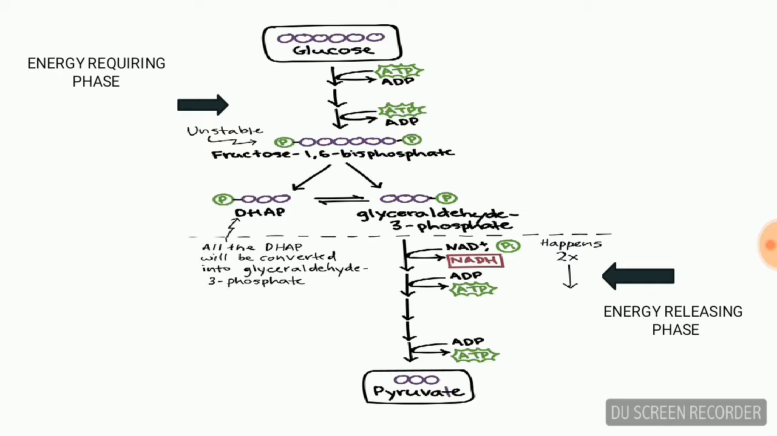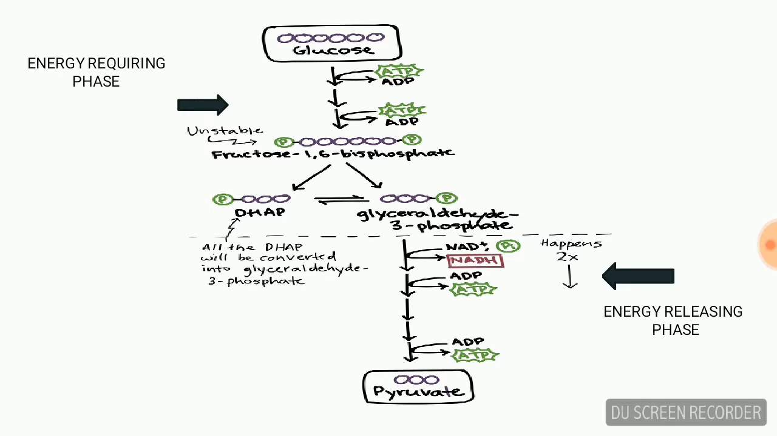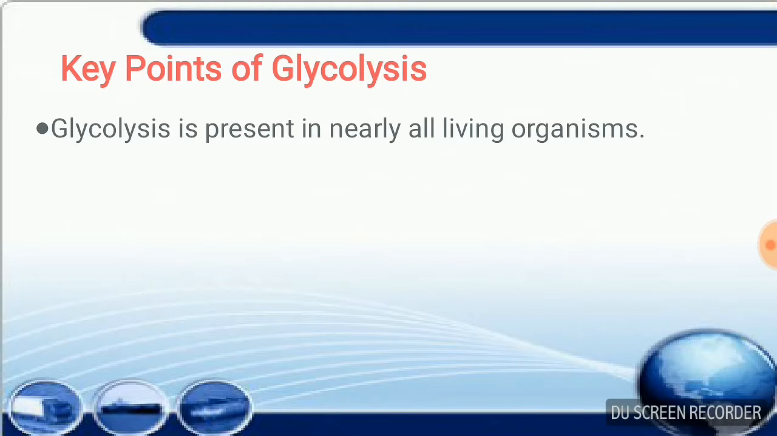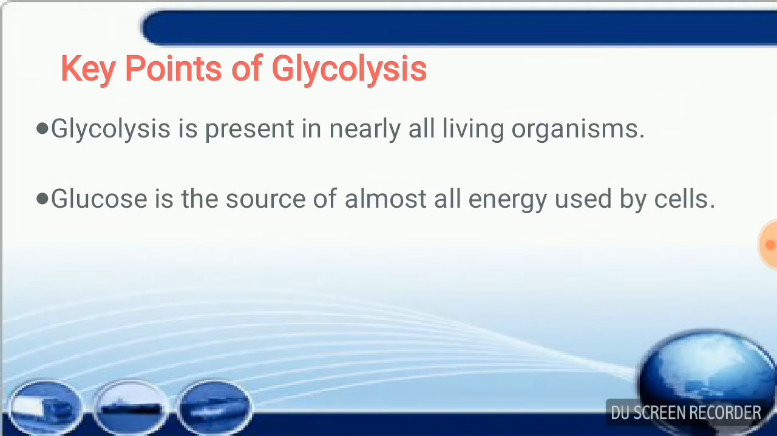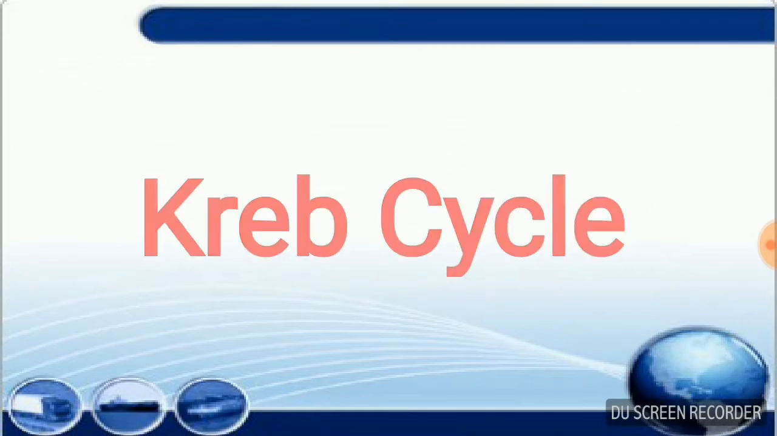In these two reactions, 2 ATP molecules and 1 NADH molecule are made. Because this phase takes place twice, once for each of the 3 carbon sugars, it makes 4 ATP and 2 NADH overall. Key points of glycolysis. Glycolysis is present in nearly all living organisms. Glucose is the source of all energy used by cells. Overall, glycolysis produces 2 pyruvate molecules, a net gain of 2 ATP molecules and 2 NADH molecules.